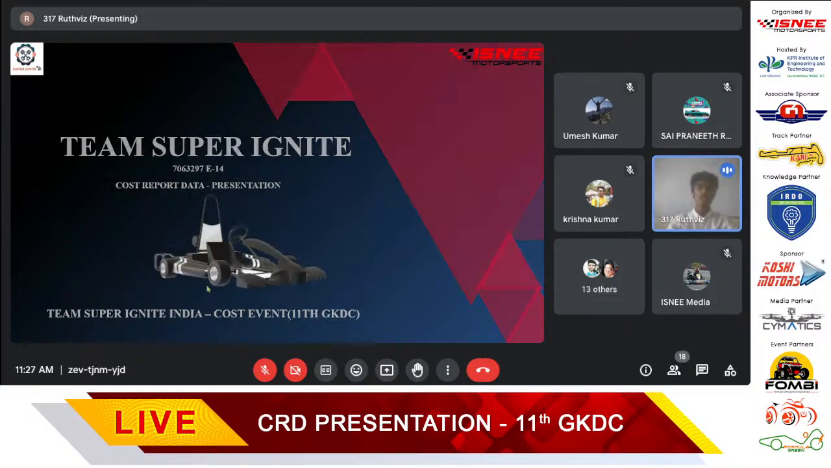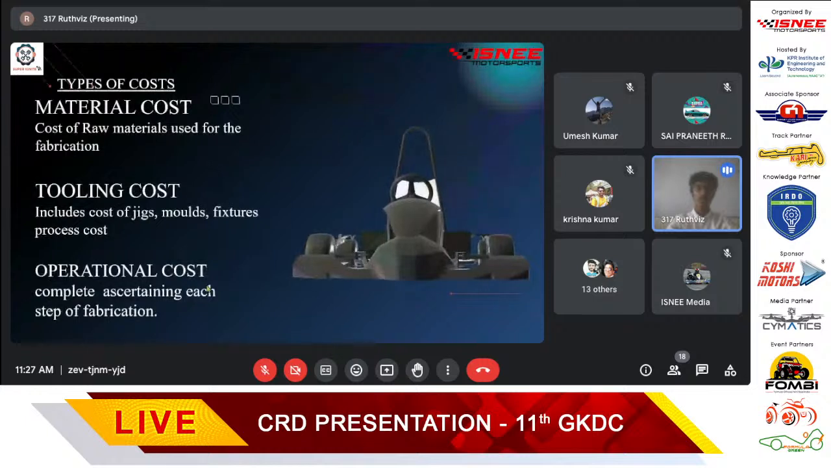First of all, there are three types of cost into which we have segregated the cost report presentation. First is material cost. Here, the cost of all the raw materials used in the manufacturing process is considered. Coming to tooling cost, the cost of the tools and also the consumables used is considered. Coming to operational cost, it consists of the process cost, I mean the machine cost, labor cost, etc.